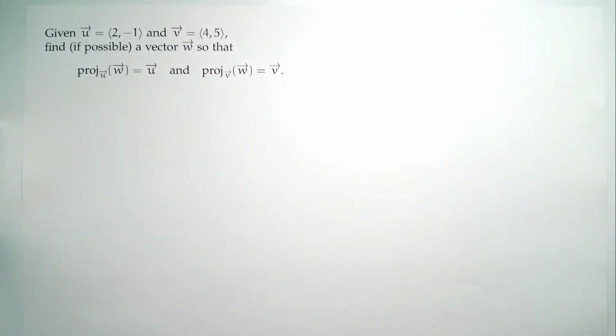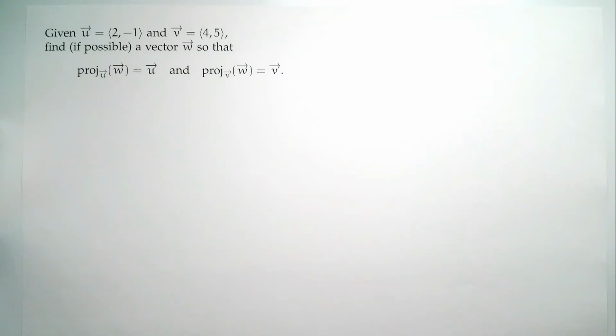So somehow we're looking for a new vector so that from the perspective of u, it looks a lot like u, and from the perspective of v, it looks a lot like v. But of course, u and v are very different types of vectors. So how can we do this?